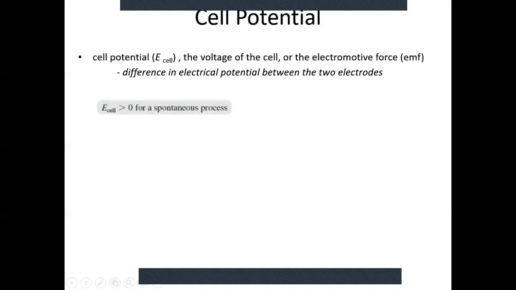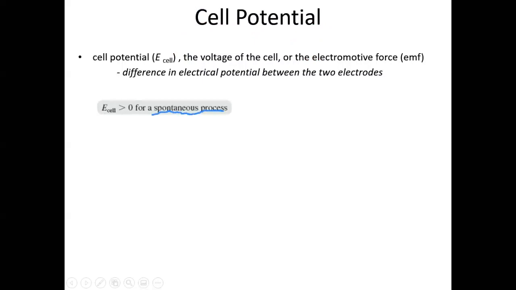And so cell potential, or sometimes referred to as the voltage of the cell or the electromotive force, is the difference in electric potential between the two electrodes. And when the E of cell is greater than 0, it's a spontaneous process. So that tells you delta G is going to be negative, K is going to be very large. And galvanic cells have E of cells that are positive, so they're all spontaneous reactions.